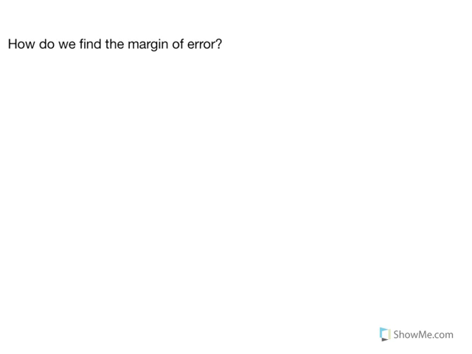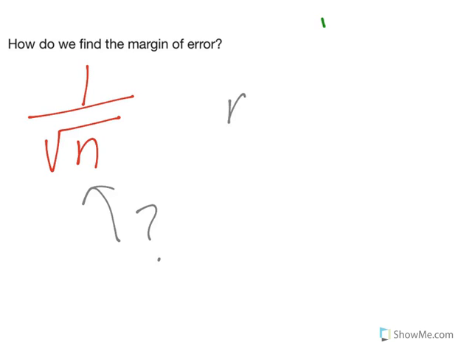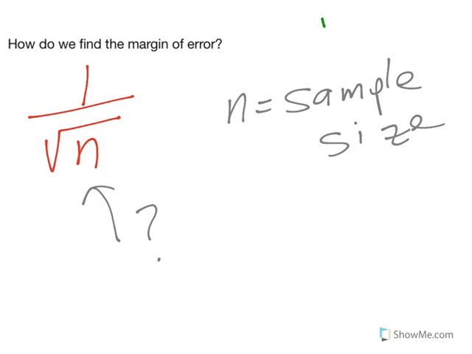So how do we find the margin of error? Well, we have a very, very simple formula, and it is found by taking 1 divided by the square root of n. What is n? Well, the n is our sample size. Why they chose n, I don't know. I don't make it up, I just use it. Right? So sample size is the size of your sample. So if you talk to 4,000 people, then your sample size is 4,000. If you talk to 22, then your sample size is 22. All right, so we will use this and we will see how it works.